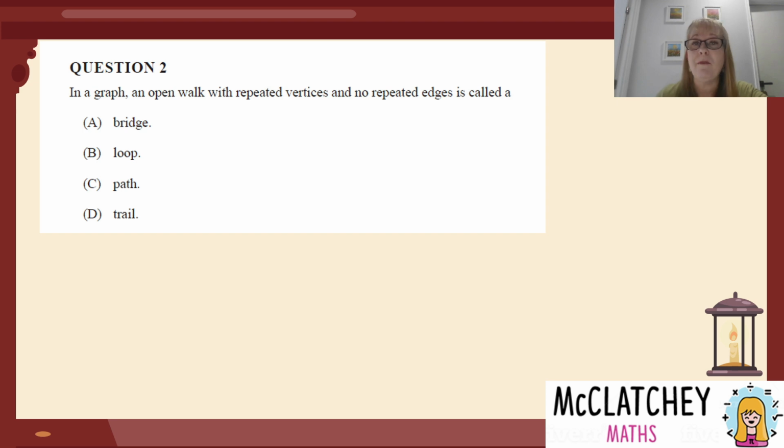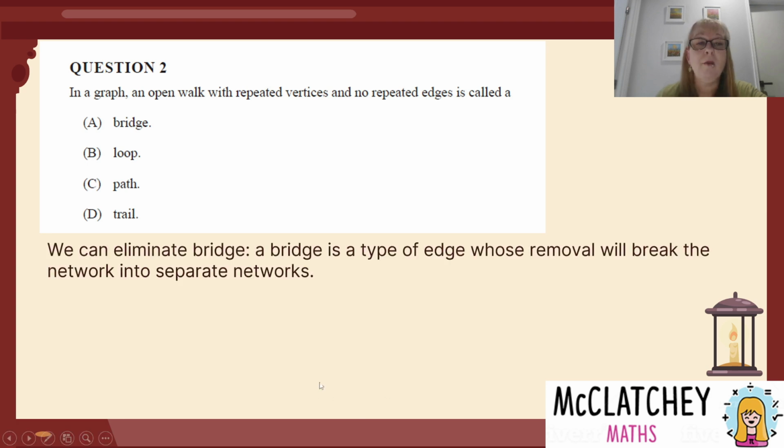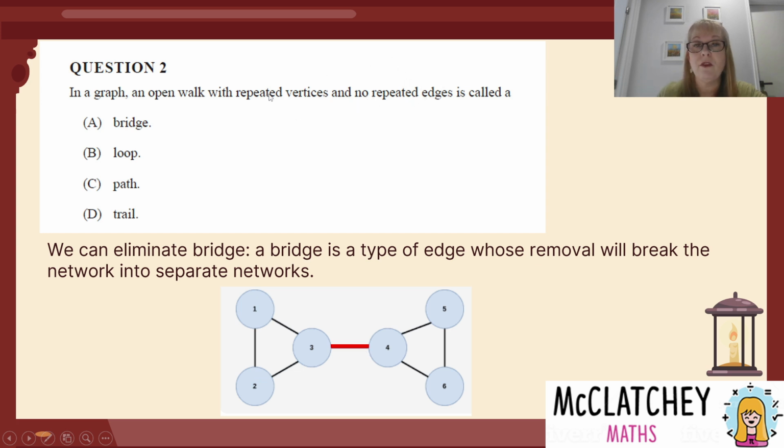So let's go through these one by one and define what each one is and see if they fit that initial definition. So first of all, a bridge. Now a bridge is a type of edge that connects 2 separate networks with one single pathway together. So this is what a bridge looks like. Now it's got nothing in there about repeated edges or repeated vertices. It's just simply one single path connecting 2 different networks. So the only way you can get from 1 to 6 is to go through the bridge. So bridge is not what that open walk is called.